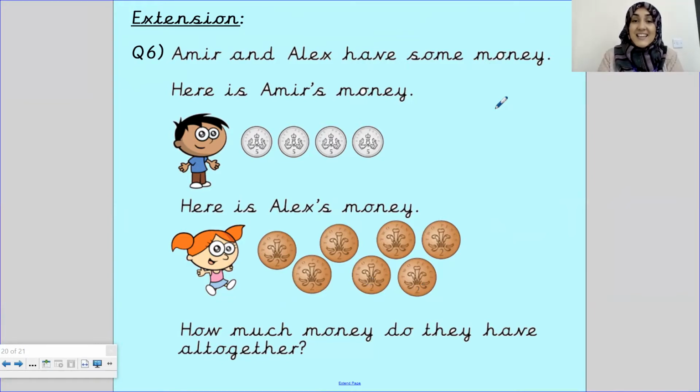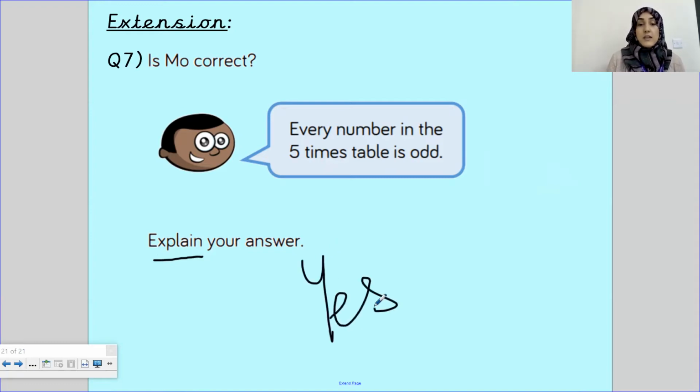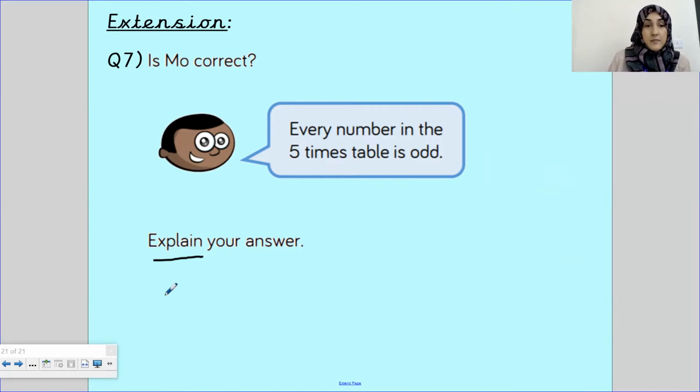Moving on to the next extension question. Is Mo correct? So Mo is saying every number in the 5 times table is odd. Is he correct? Explain your answer. When you explain your answer, I think I mentioned this in the previous video as well, when it says explain, keyword there, explain, I don't want you to write yes. Or I don't want you to write no. Is that explaining the answer? No.